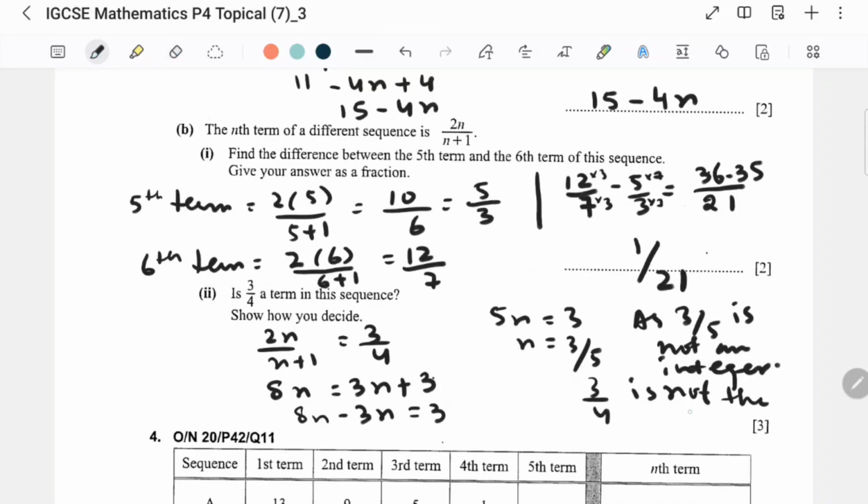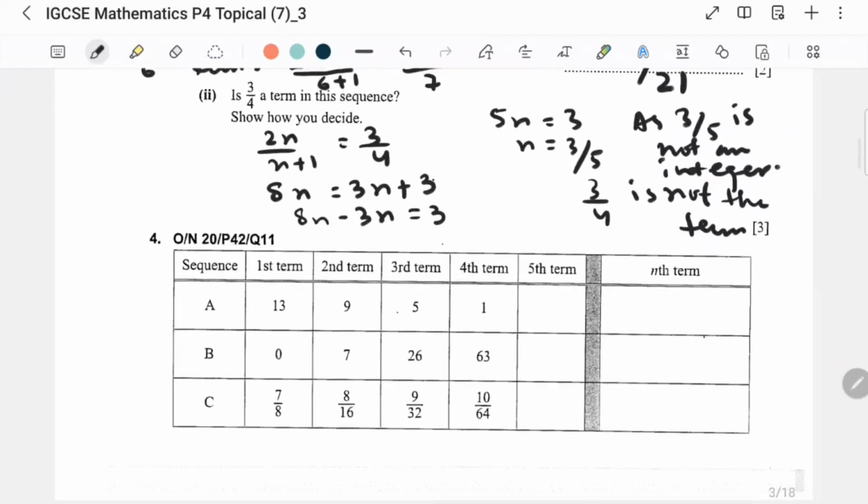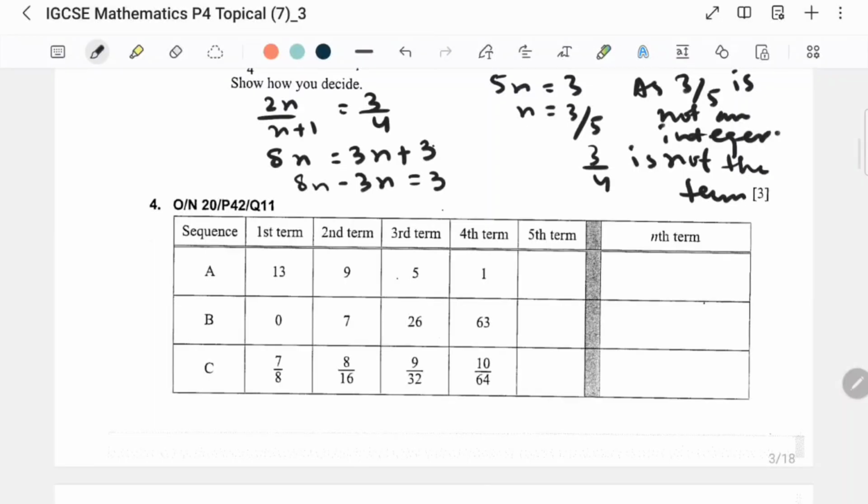Not the term. Actually, you say first term, second term, fourth term. You don't say half term or quarter term like this. Okay, question number 4: 13, 9, 5, 1. And you have to give the fifth term also and the nth term as well.